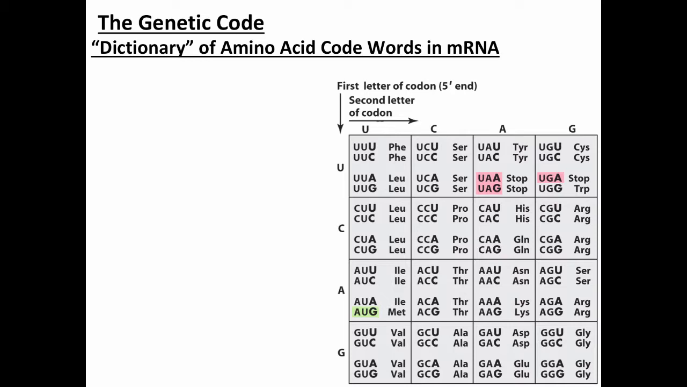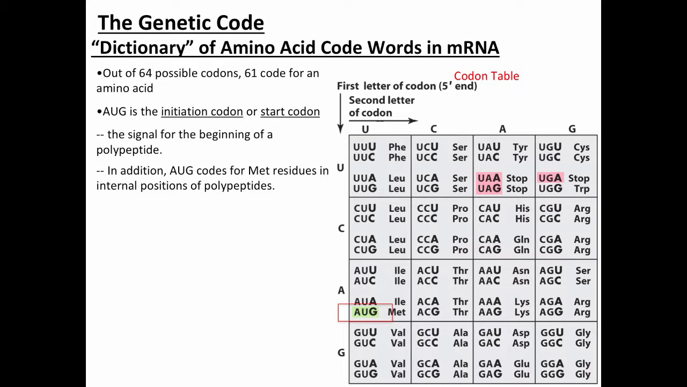So shown here is a codon table, and you can think of a codon table as a dictionary of amino acid code words in mRNA, where each set of 3 letters again represents an amino acid. So there are 64 possible codons, and 61 of these codons are going to actually code for a specific amino acid.